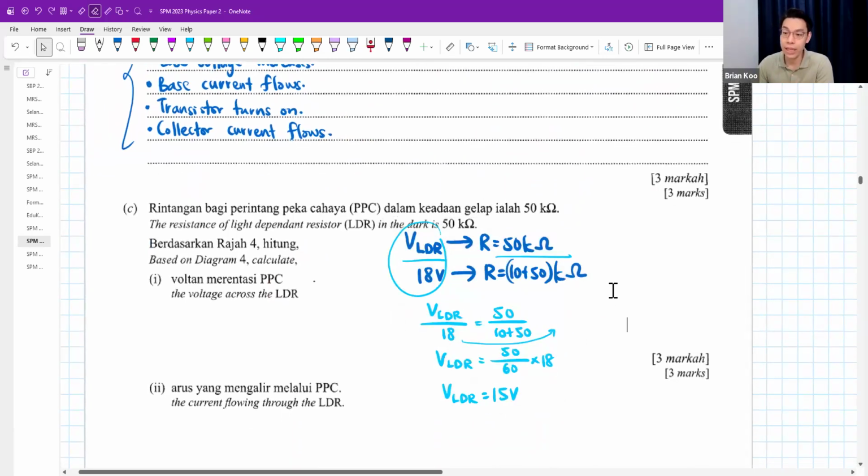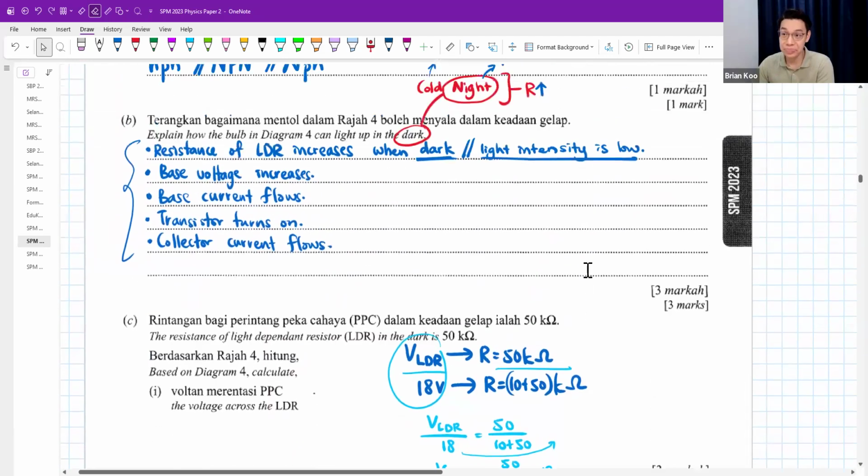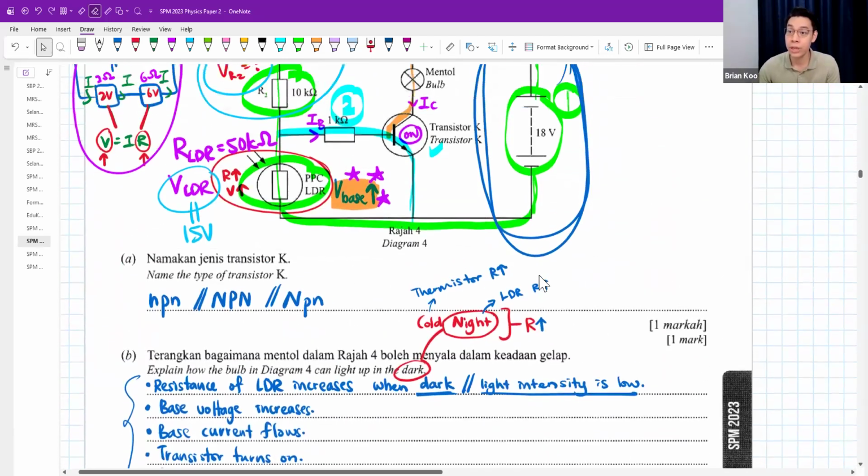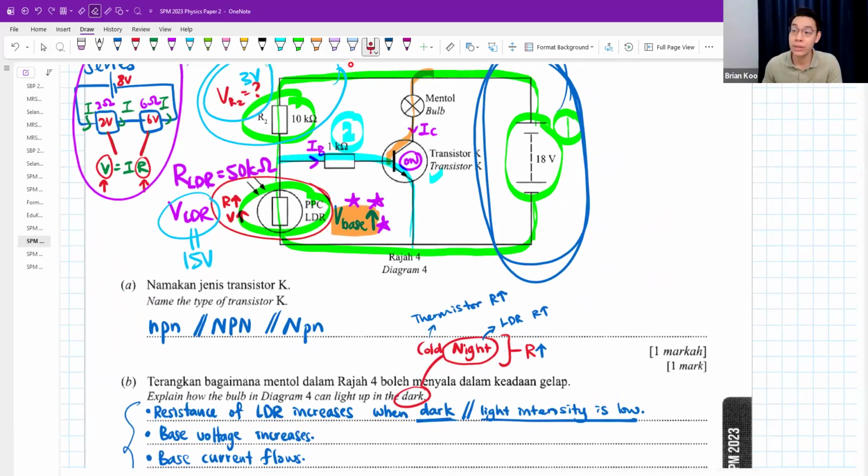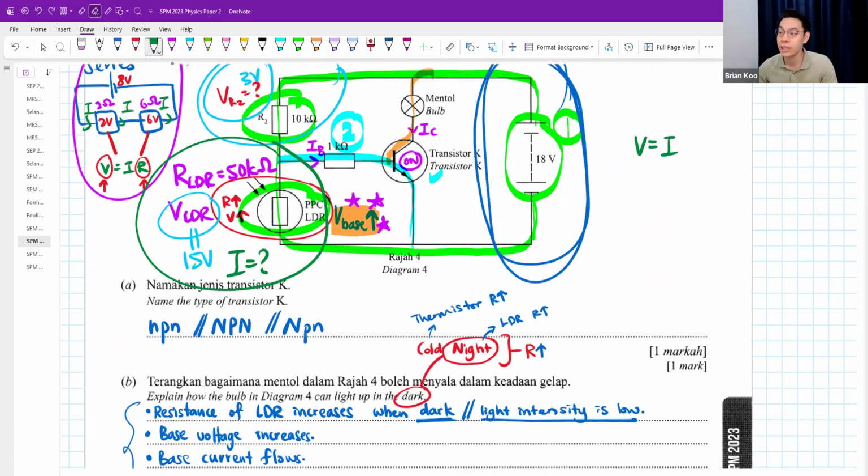Part 2, calculate the current flowing through the LDR. Now you have the resistance of the LDR, you got the voltage of the LDR. I don't think it's a problem to find the current at the LDR. V equals IR. So I do here, all this is for the LDR. The voltage is 15 volts. Current I want to find.